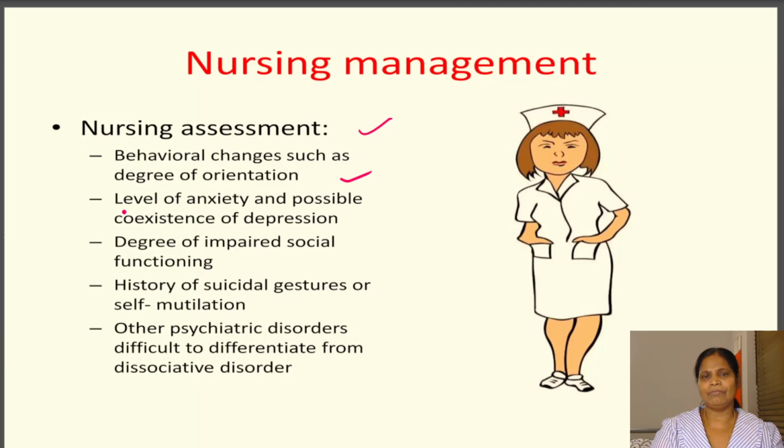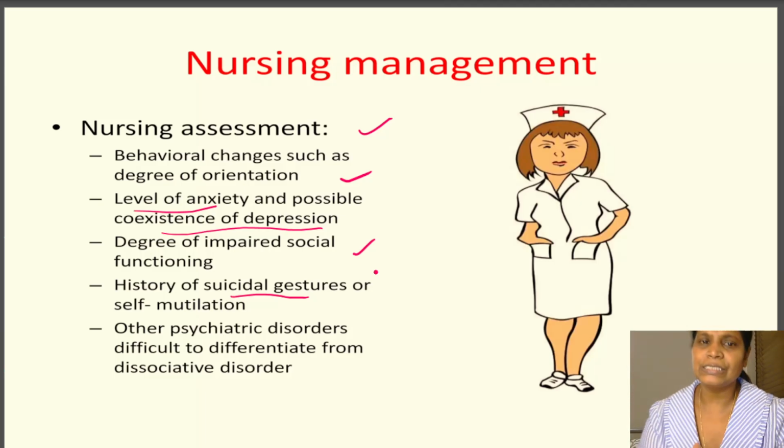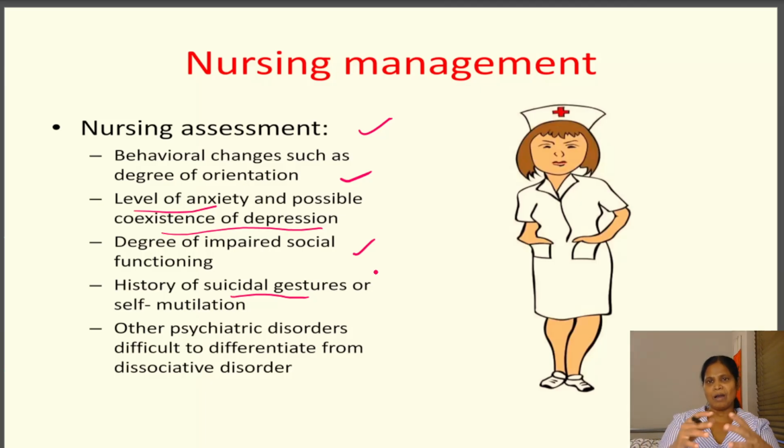Then next, assess the level of anxiety present in the person, possible coexistence of depression, degree of impaired social or occupational functioning, then any history of suicidal gestures or self-mutilation. Why suicidal gestures? Because they lost their memory. They are not able to recollect some part of their life, some events which have occurred in their life. As a result, they get stressed, anxious, and they may try to harm themselves, or they may try to harm others. We have to assess in regard to that.